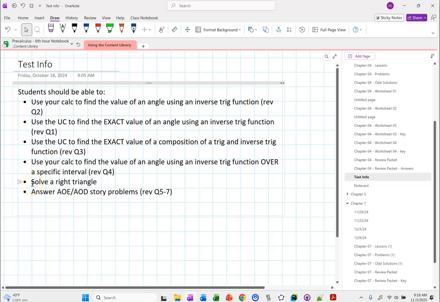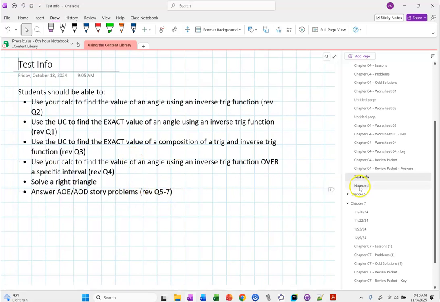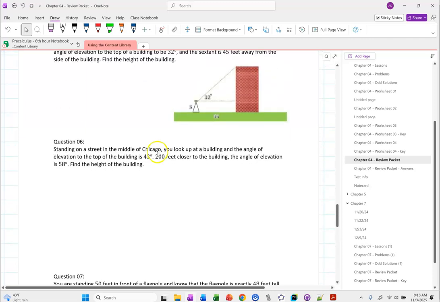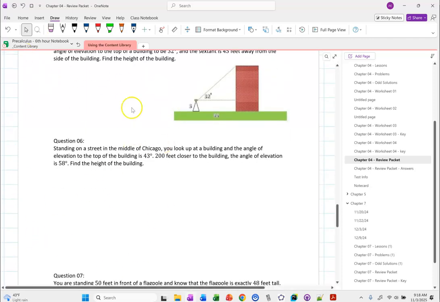You'll have to be able to solve a right triangle and be able to answer angle of elevation, angle of depression story problems, like those questions 5, 6, and 7. So like 5, 6, and 7. Everybody feel okay as to what the expectation is that you're able to do?